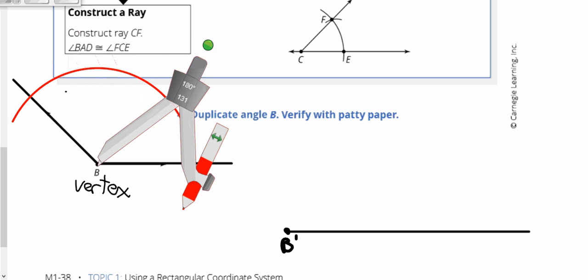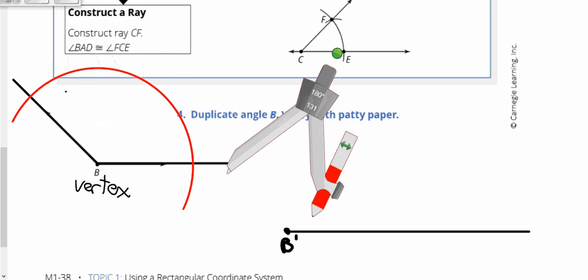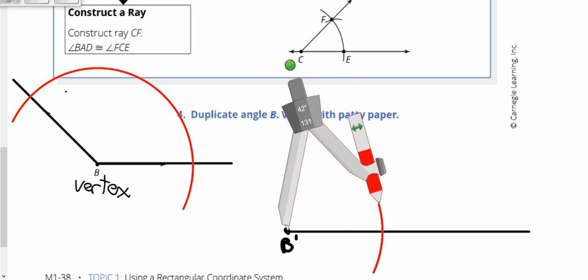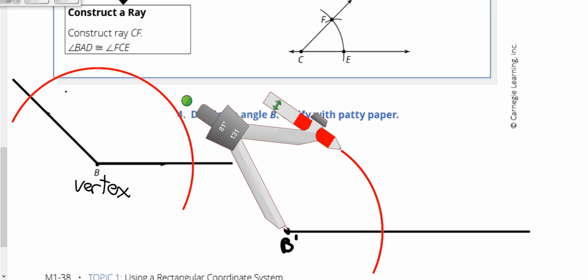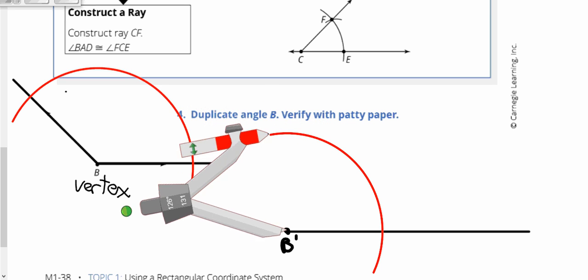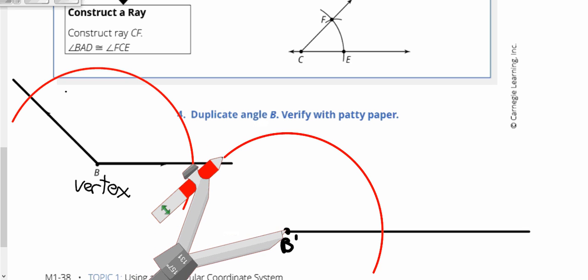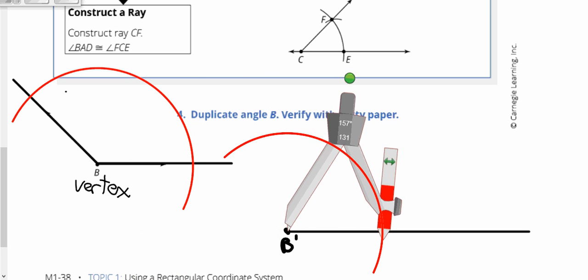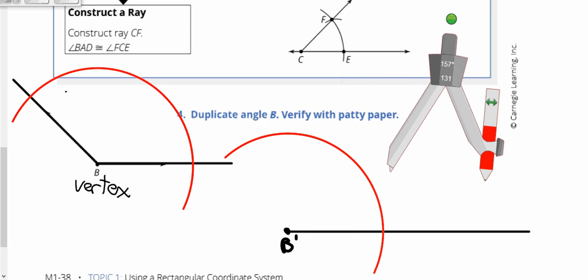There we go. All right, so I'm going to come down here on my duplicate angle, put the pointy end on B prime, and I'm going to draw an arc that basically matches. You don't want to make it too small because then you won't be able to actually duplicate the angle. I know that this angle is an obtuse one. It goes way out over here, so I'm going to draw it out big enough. Okay. Then I'm going to move it over there some.